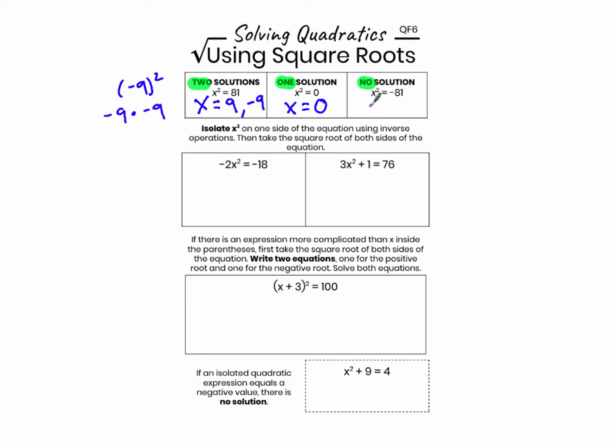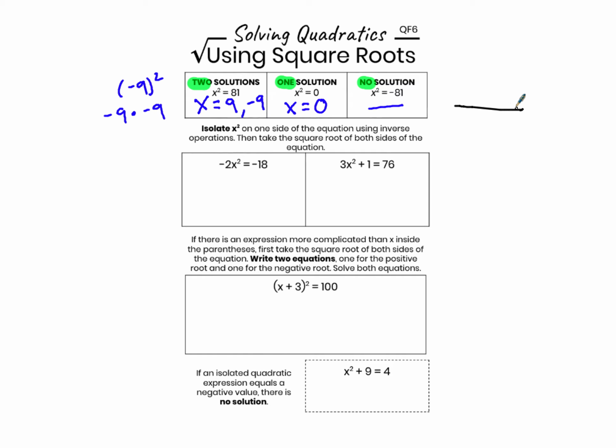X squared equals negative 81. Now that's an example of a quadratic equation with no solutions. There is no number that I can multiply by itself and get negative 81. To get a negative, I would need a positive times a negative, and that would not be a number squared.